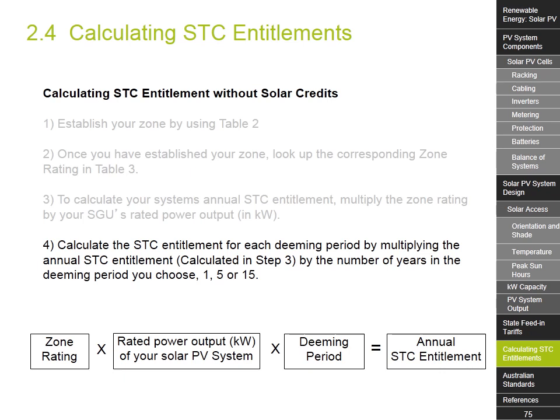For example, if the calculated STCs is 82.88, the actual number you are entitled to is 82.